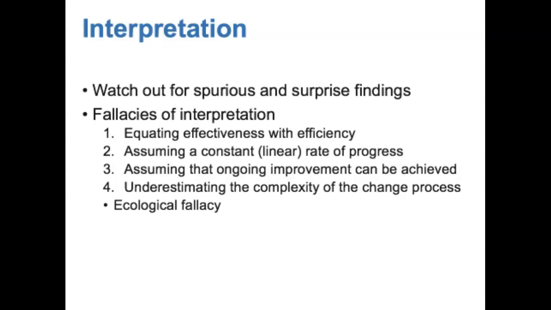When you're interpreting the results of your evaluation, Green and Lewis suggest there are 4 types of errors that can occur. First, the first fallacy of interpretation is equating effectiveness with efficiency. Second is assuming a constant linear rate of progress. Third is assuming that ongoing improvement can be achieved. And 4, understanding the complexity of the change processes.